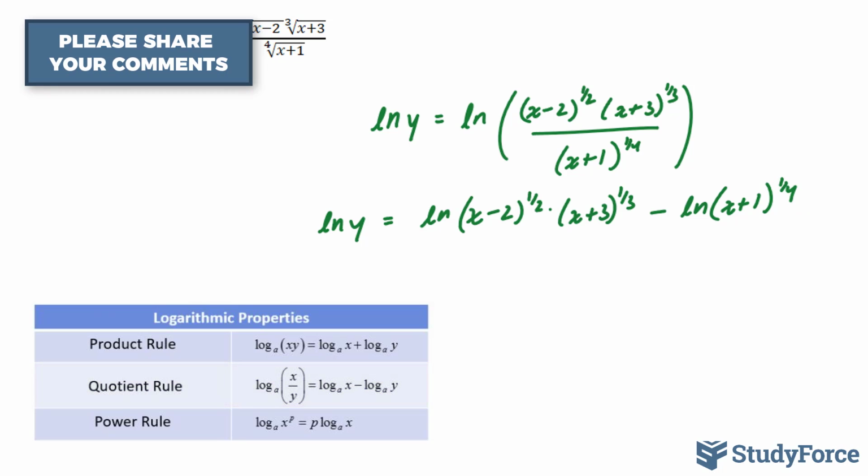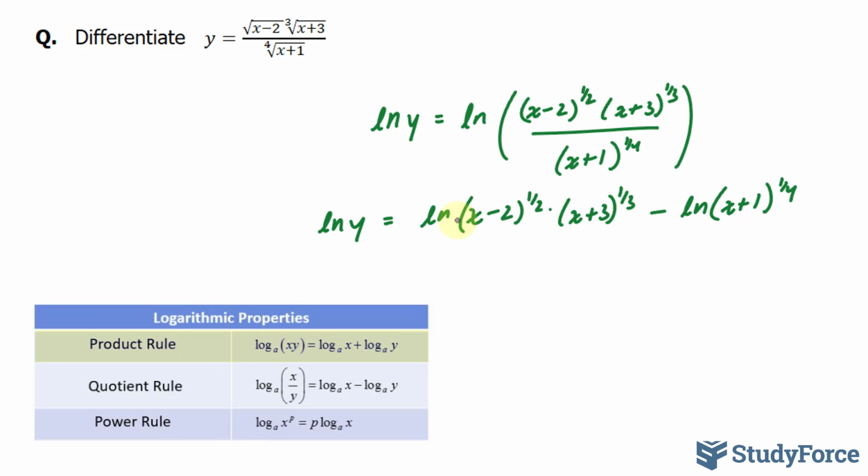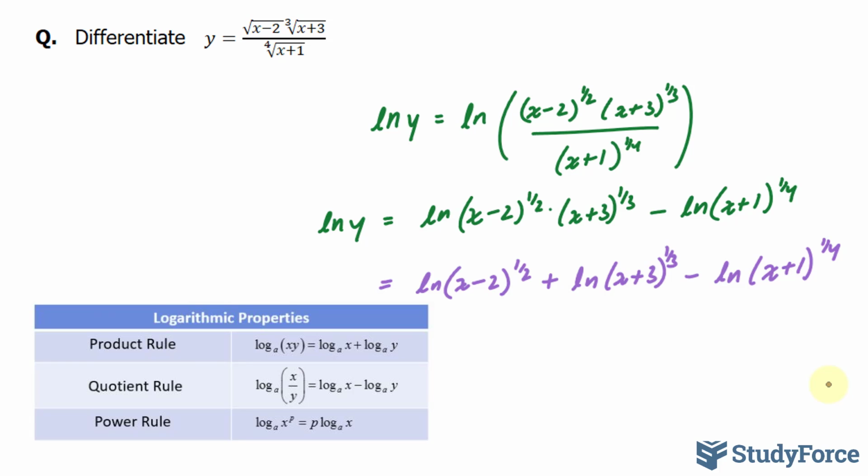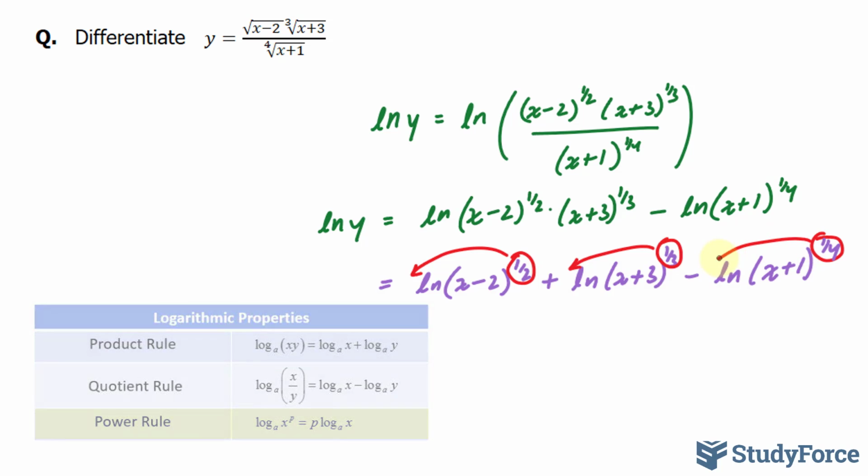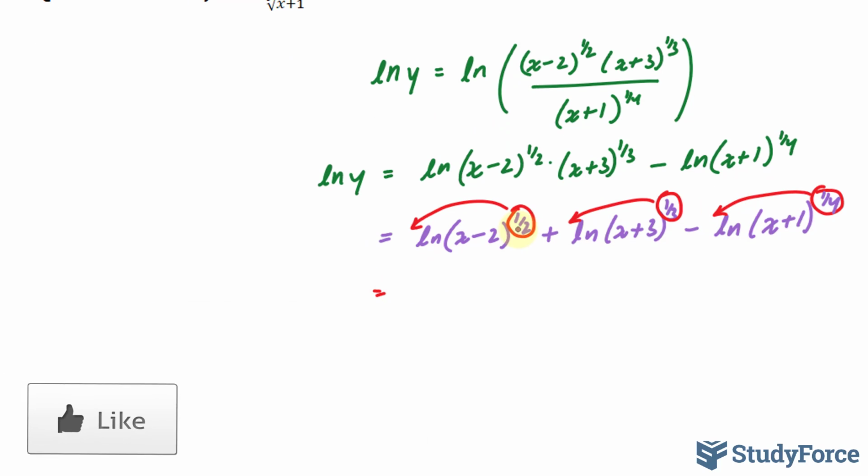The next rule that I'll use is the product rule, and that tells us that if we have a product inside ln, then this can be split up into sums. So we have ln of x minus 2 to the power of half plus ln of x plus 3 to the power of a third minus ln, and this part stays the way it is for now. The last rule that we will use is the power rule, where if you have an exponent in each of these terms, it will be multiplied to the term instead of being written up here.